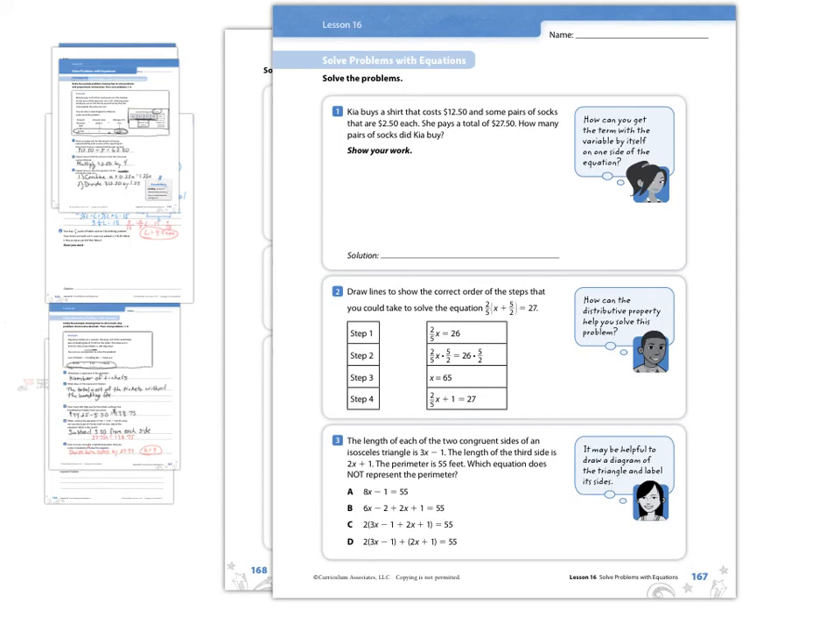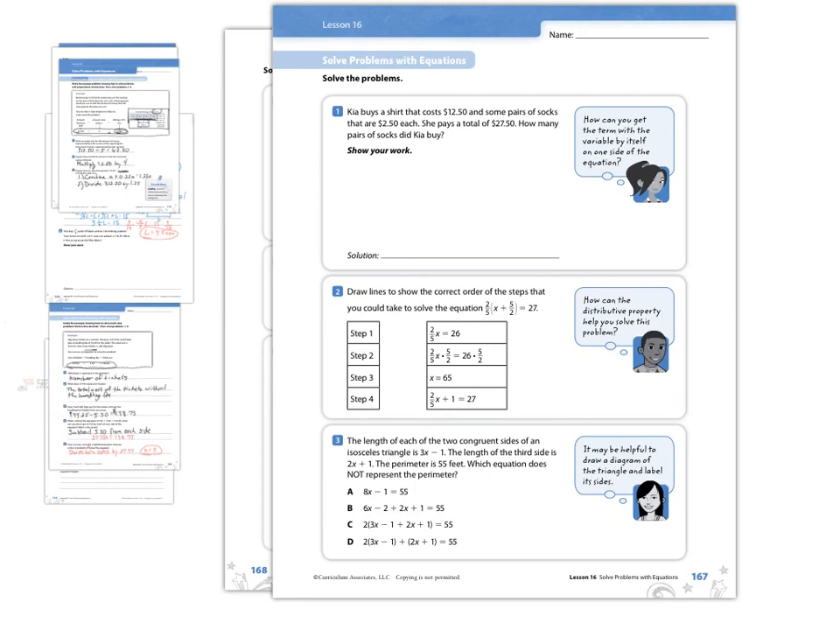Taking a look at each one of these. Number one, you're going to need to write an equation. It says Kia buys a shirt that costs $12.50 and some pairs of socks that are $2.50 each. She pays a total of $27.50. How many socks did she buy? You need to take a look at this situation, write an equation, and then solve that equation using inverse operations. For number two, you're just drawing lines to show the steps to solve that equation.